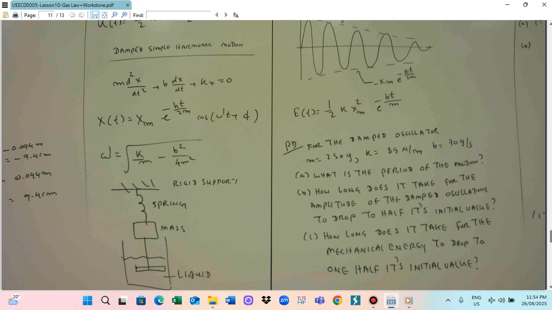So at any instant, the length of the spring can be calculated by this equation: h_n equals h_m multiplied by e to the power of minus bt by 2m, times cos(omega_d t plus phi). Here omega_d is the motion's radian frequency, the angular velocity. Omega_d is equal to the square root of k by m minus b squared by 4m squared. So this is the equation for the damped simple harmonic motion.